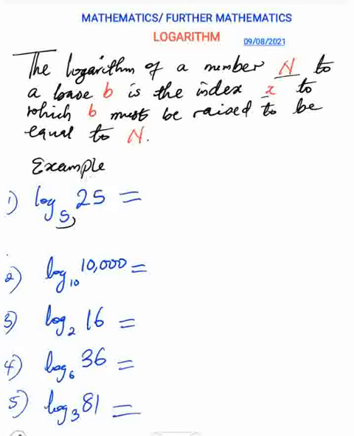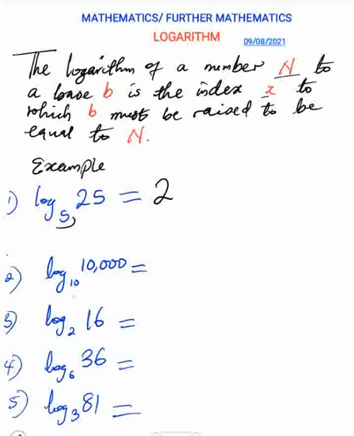Now, we have examples here. Log 25 base 5. That is, what is the index to which 5 must be raised to give 25? If we raise 5 to the power of 2, we are going to have 25. Therefore, the logarithm of 25 to base 5 will be equal to 2.